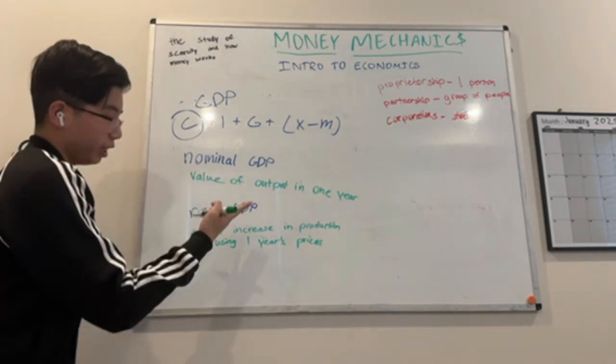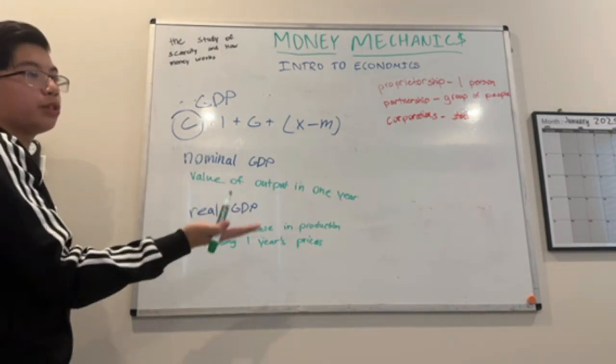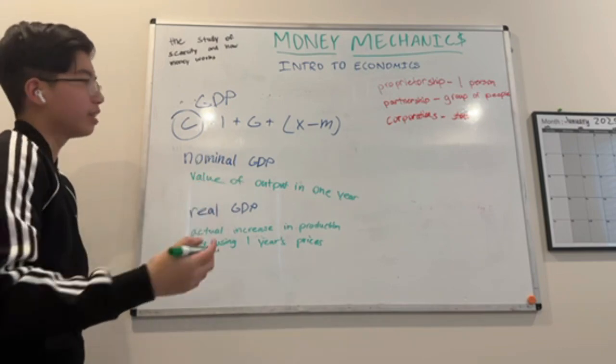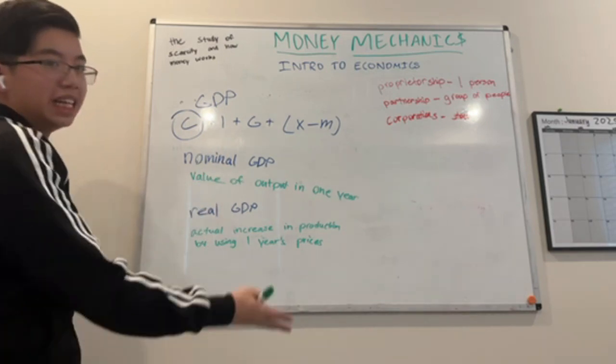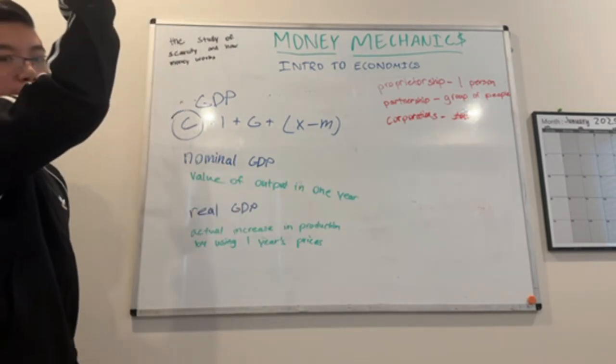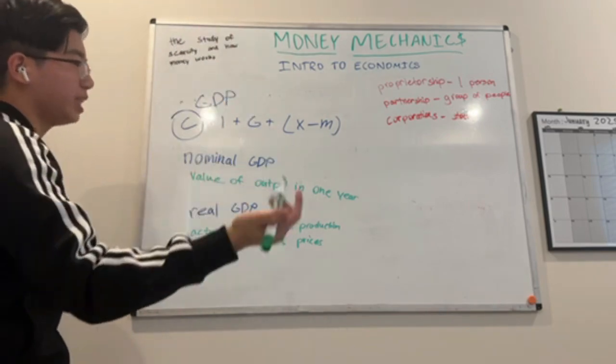The reason why we use real GDP to figure out the growth is because nominal GDP includes inflation. Like, let's say your country has hyperinflation. Now their nominal GDP will be through the roof, but their output isn't actually increasing, just their prices are increasing.